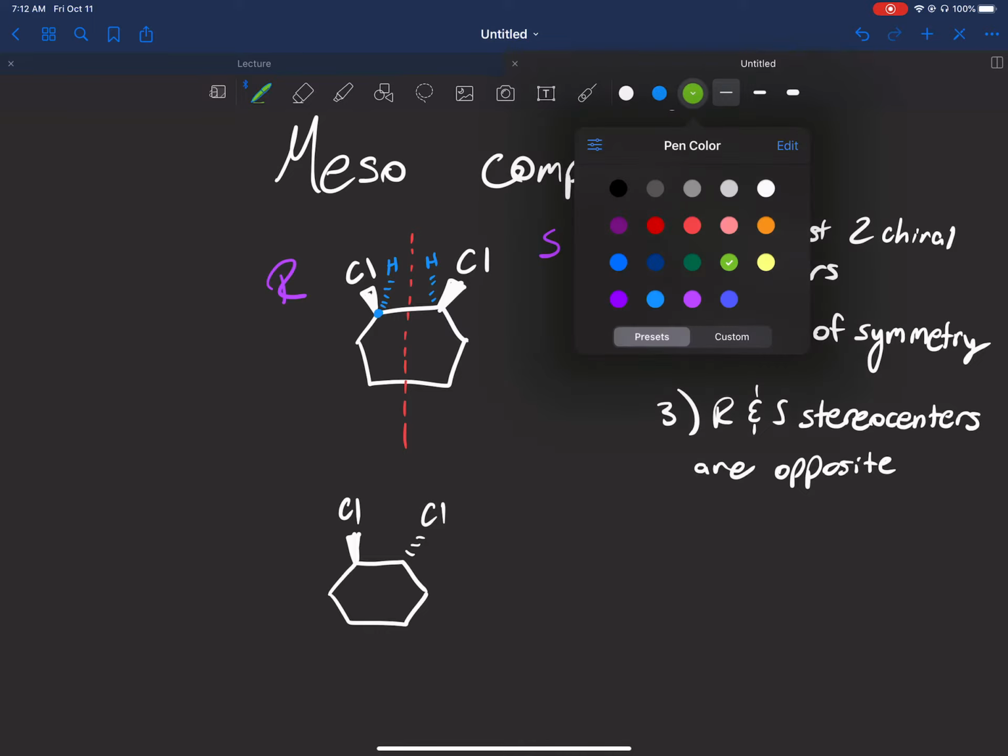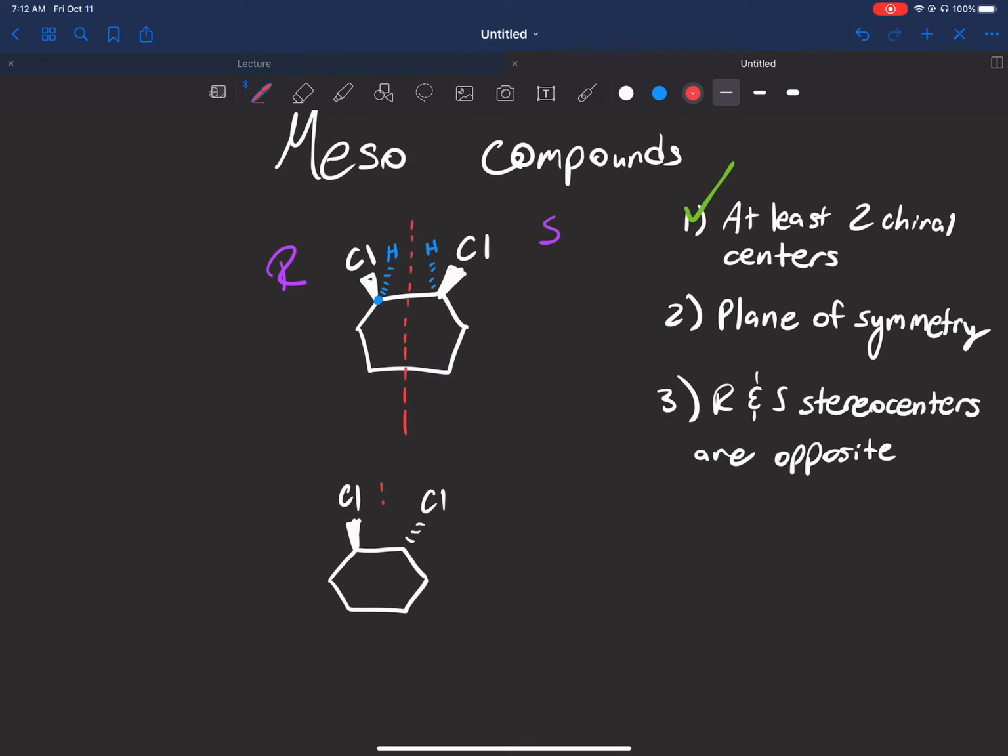Is there a plane of symmetry? Let's draw it right there.